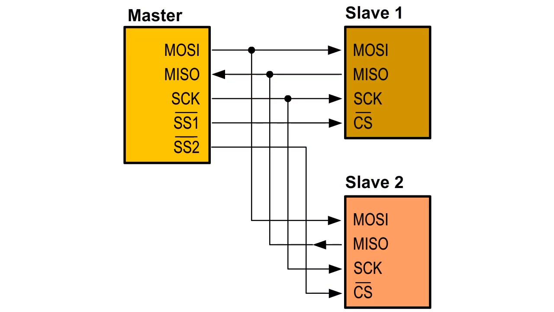To communicate with slave device 1, the master uses the slave select signal to enable slave 1. The communication is then established. For communicating with the second slave, the master uses slave select signal 2.